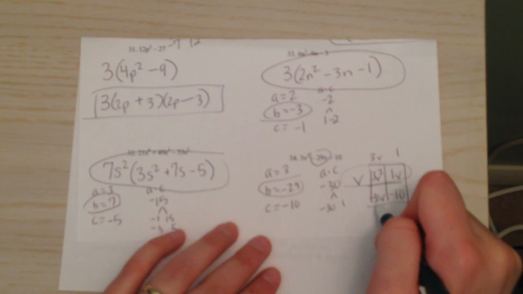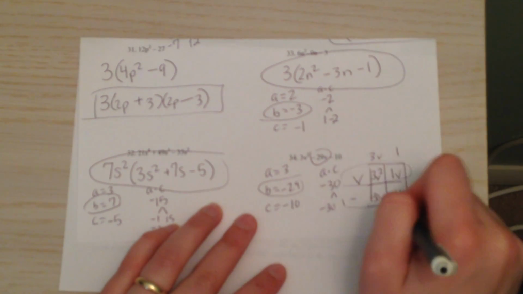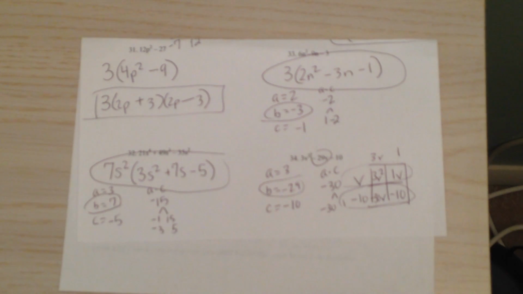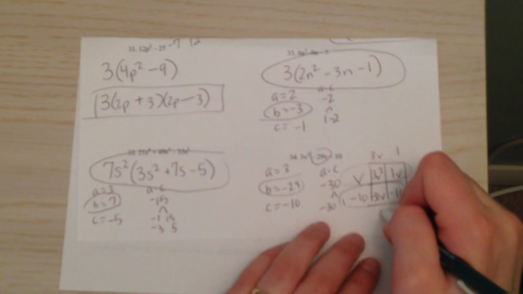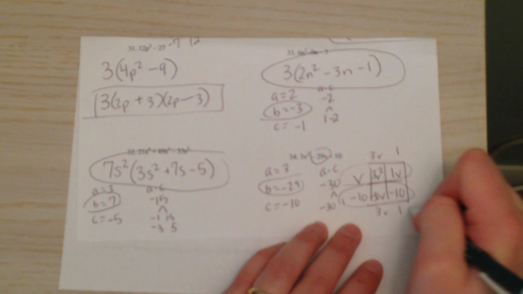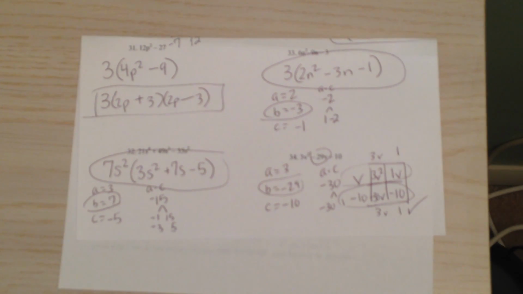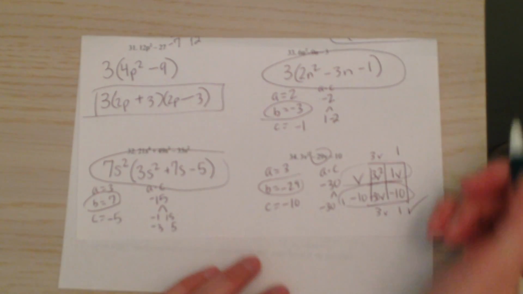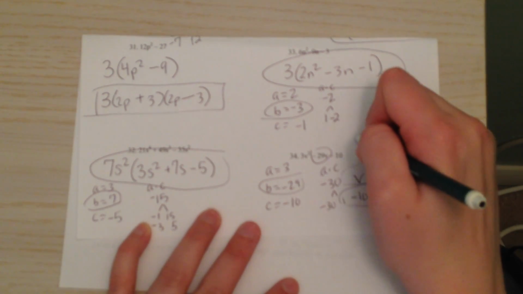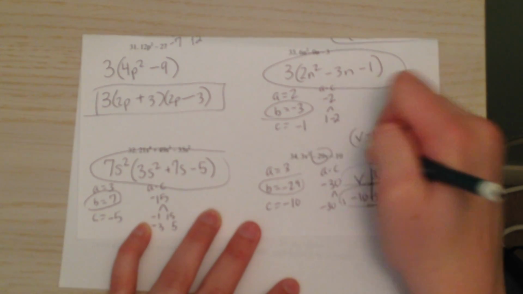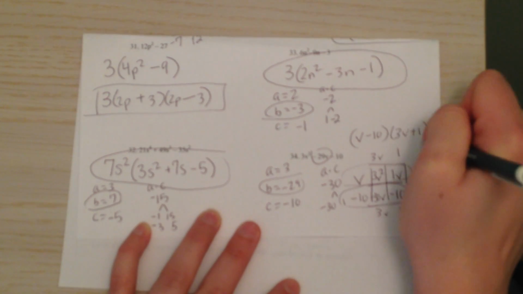To the side here, I need to pull out a negative. And it needs to be a negative 10. That's my GCF of the bottom row. And then I get 3v and 1 left over again. So my check worked out. So I just have the two factors in this case, no GCF. I've got my v minus 10 and my 3v plus 1.